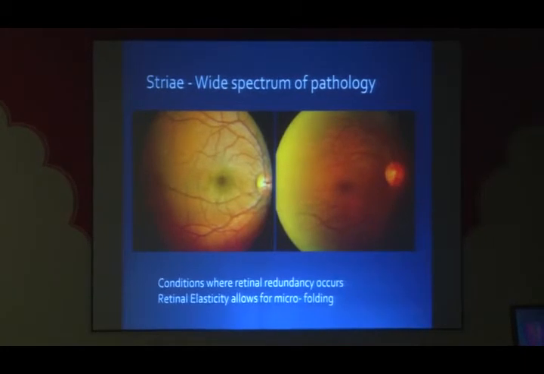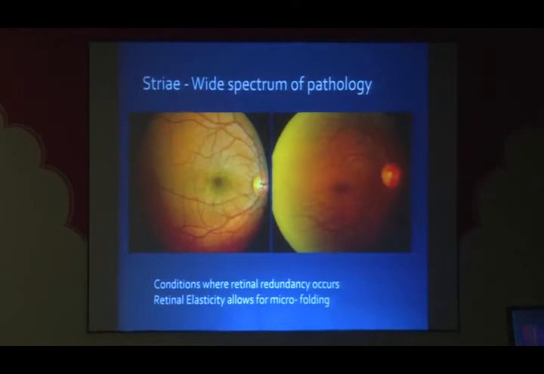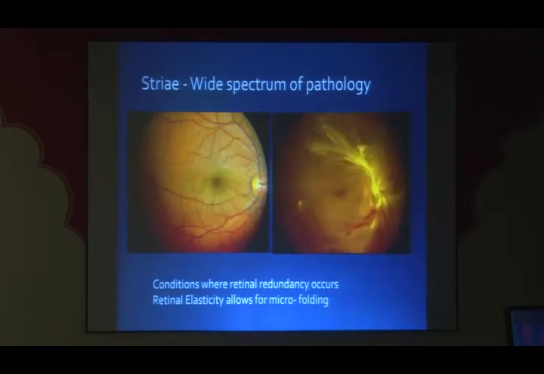Actually, sheets and striae we'll start with, and you see there's a wide spectrum of pathology that it represents in conditions where retinal redundancy occurs, where the retinal elasticity allows for microfolding of the retina, throwing them into corrugations. So it can vary, as I said, there is a wide spectrum. It can vary from subtle striae to gross macroscopic striae, as you see in the slide on the right.